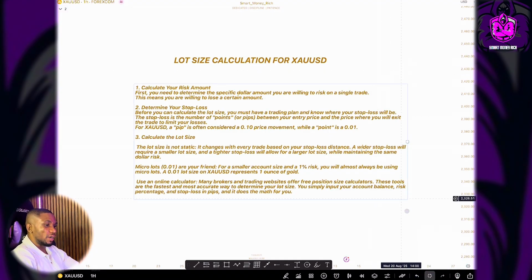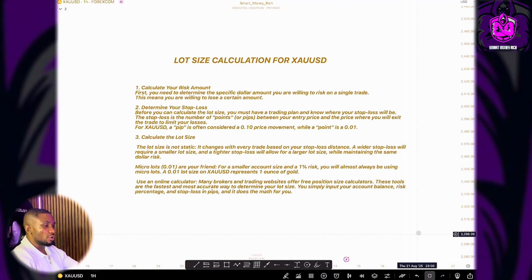So let's get back to our chart. I said number 2 factor, determine your stop loss. Before you can calculate the lot size, you must have a trading plan and know where your stop loss will be. The stop loss is the number of points or pips between your entry price and the price where you will exit the trade to limit your losses. For gold, a pip is often considered a 0.10 price movement, while a point is a 0.01 movement, right?